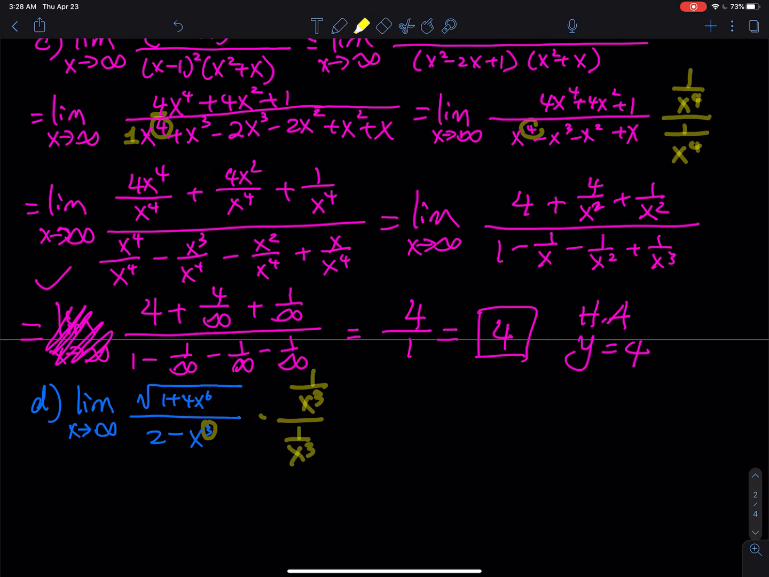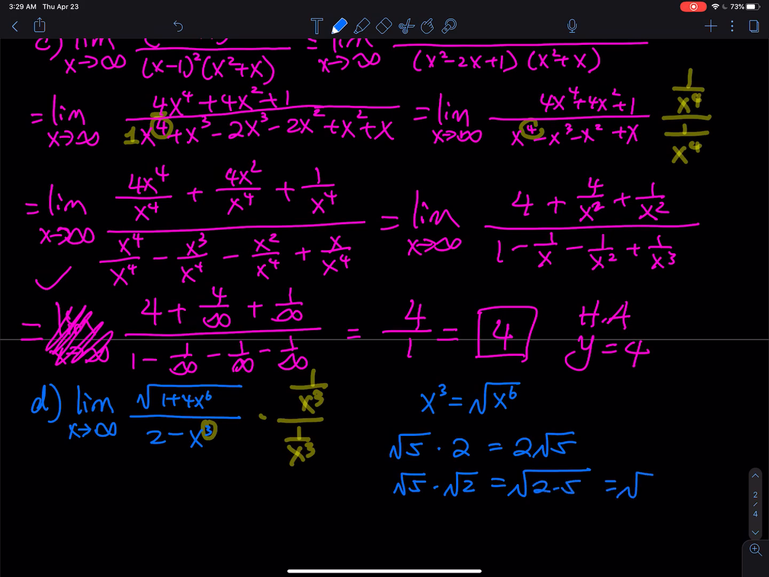Now, there is one little technique right there. The technique is that x to the third is equal to the square root of x to the 6th. Because when you multiply two quantities, let's say the square root of 5 times 2, this will just give you 2 square root of 5. You cannot multiply 2 and 5 unless they are both wrapped by a square root. So we have root 5 times root 2, and this one you can multiply the 2 and 5, so that gives you the square root of 10. So that's why we have to rewrite it.